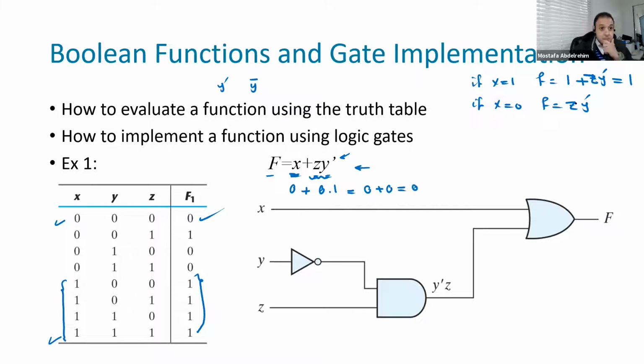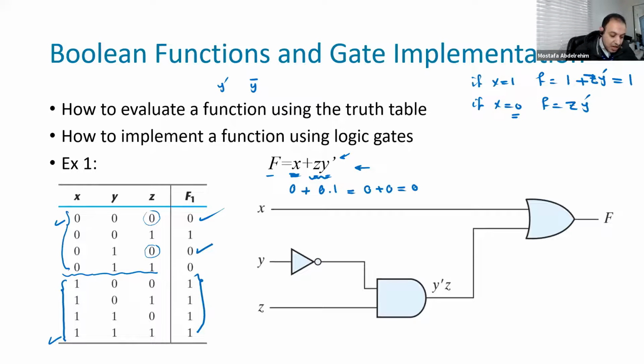That's very nice. Then if x equals 0, then f equals z y bar. It's an AND gate. So just look: if z is equal to 0, then f for sure will be 0, whatever y bar is. Here you have z equal to 0. Of course, we are concerned now about the first 4, because in these first 4, x is 0. So for these two, f is 0.